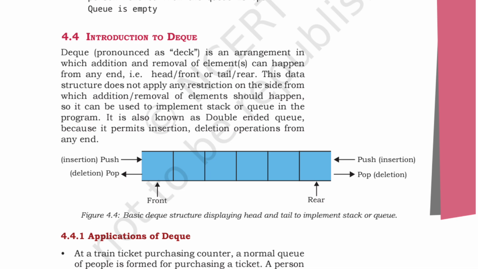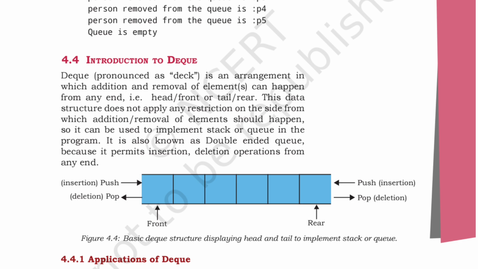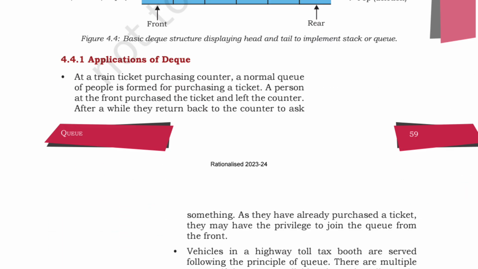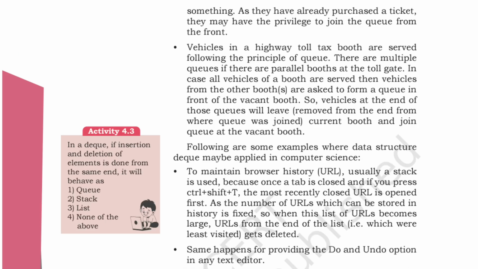So this is the DQ operation. You just have to remember what is front and what is rear over here. Front is your head and rear is your tail. This is the basic structure you have to remember: push is insertion and pop is deletion from the front side, and from the rear side again push is insertion and pop is deletion. Then the application of DQ we will see in the next lecture.